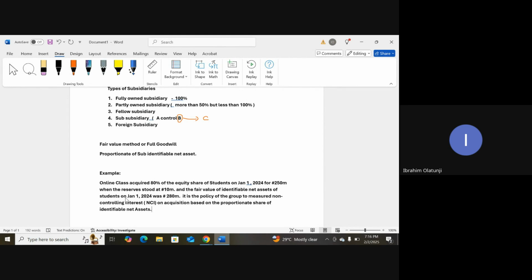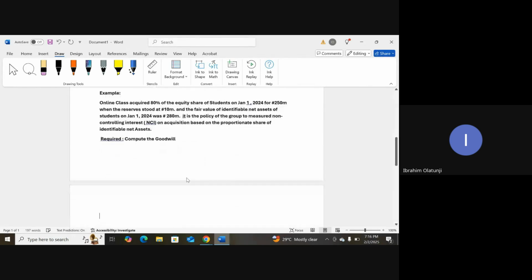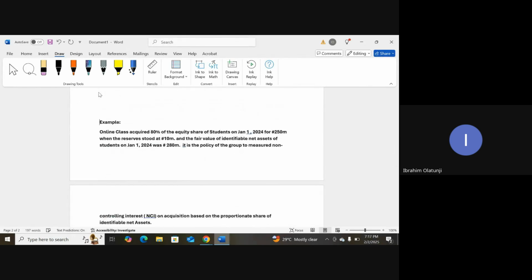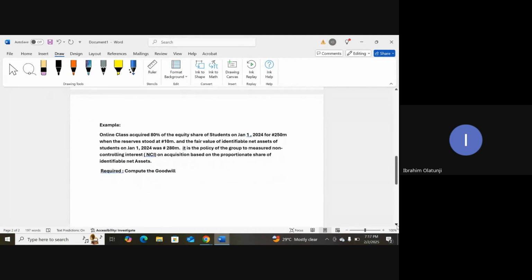Are we there? Required: compute the goodwill. So, if you look at this, one person should read it for us, please.